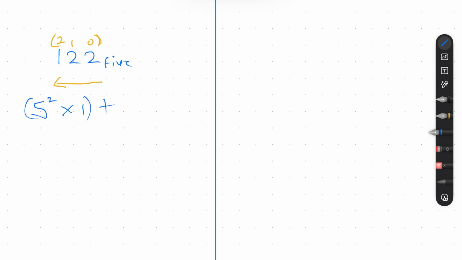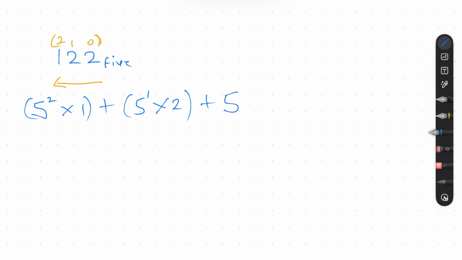Then we have plus 5 to the power of 1 times this 2, right? 2. Then we have plus 5 to the power of 0 here. Okay, 0 times what? This 2, because its exponent is 0, just right here. So times 2. So this will be our solution, right?